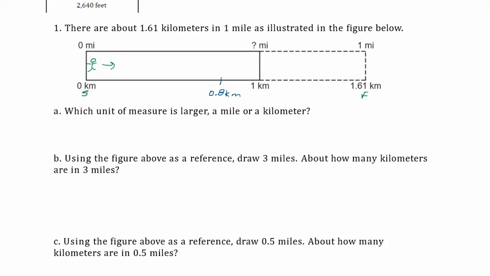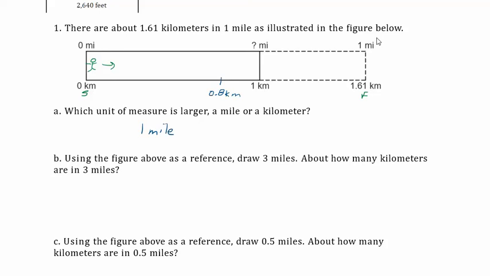Part A says, which unit of measurement is larger, a mile or a kilometer? Well, let's look at this diagram. Let's say this person didn't like running. Would they rather run a kilometer or a mile? A kilometer would take them to here, and a mile would take them to there. Well, a mile is farther away, right? So a mile is larger. It takes 1.61 kilometers to make 1 mile. So 1 mile is a longer distance.